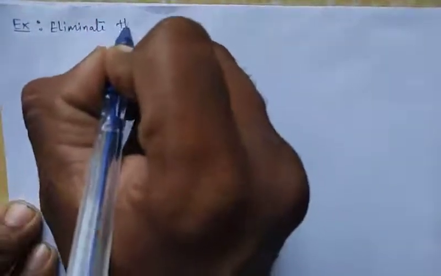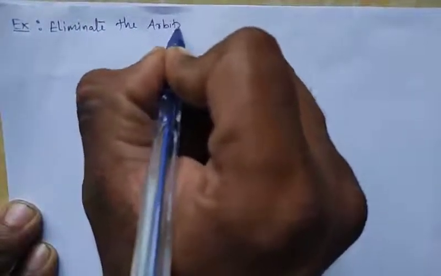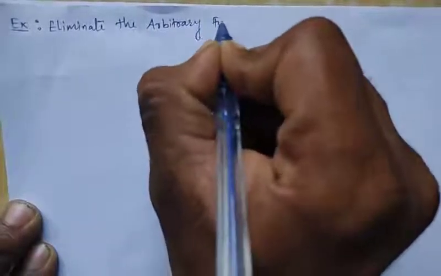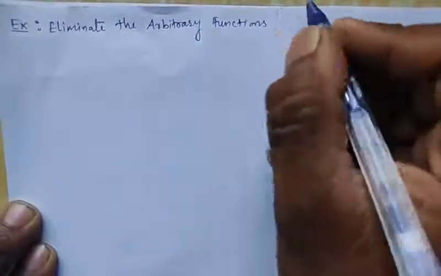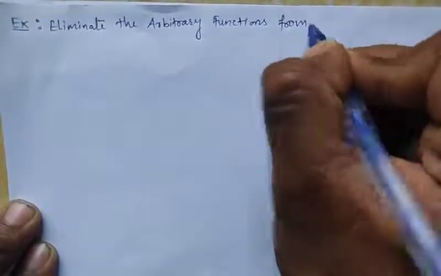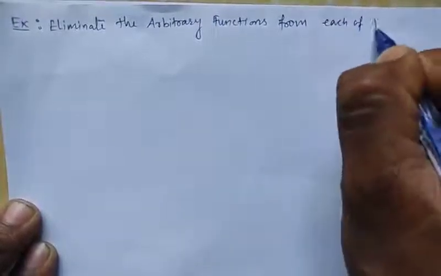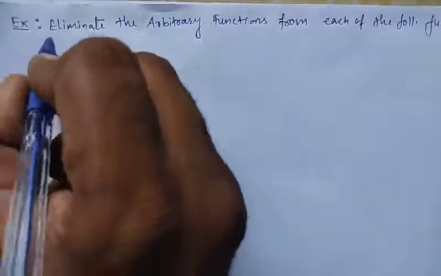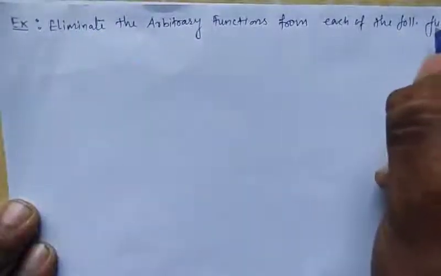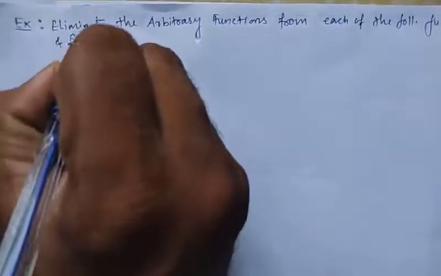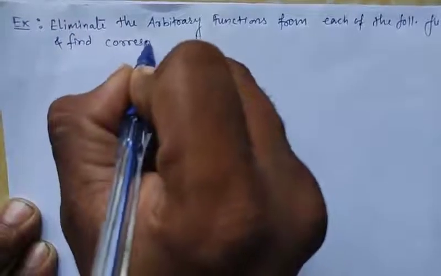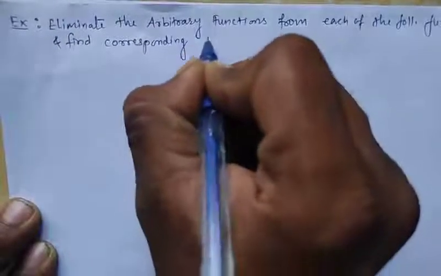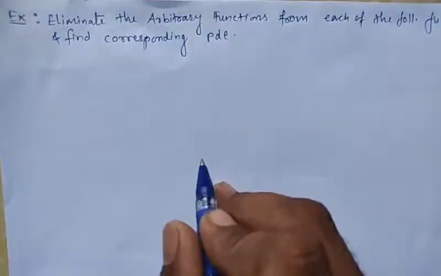Eliminate the arbitrary functions from each of the following functions. So first function is and find the corresponding partial differential equation from given examples.